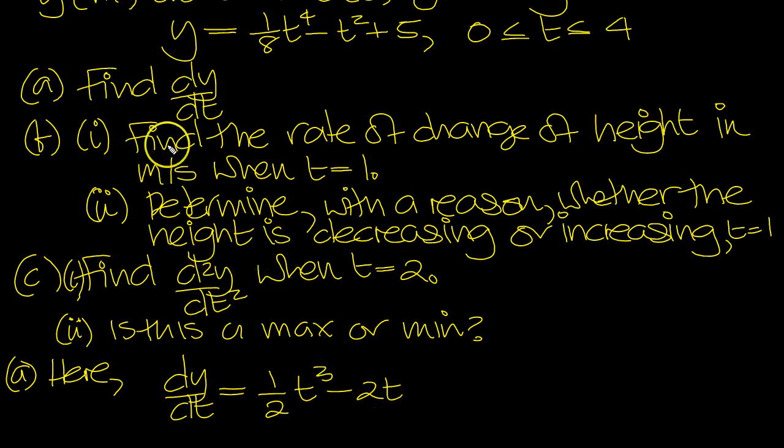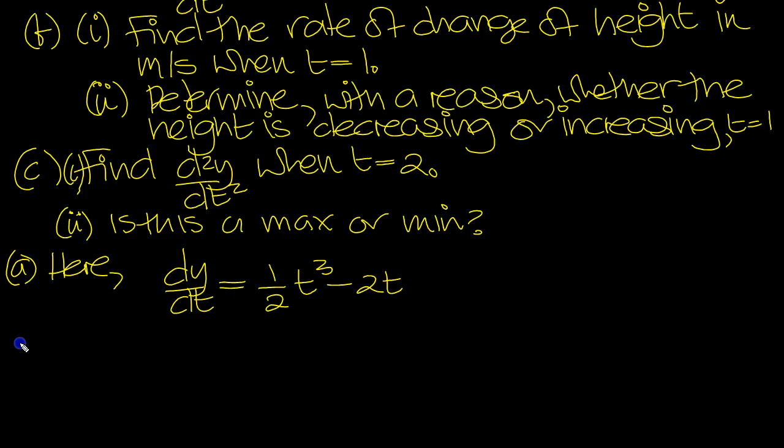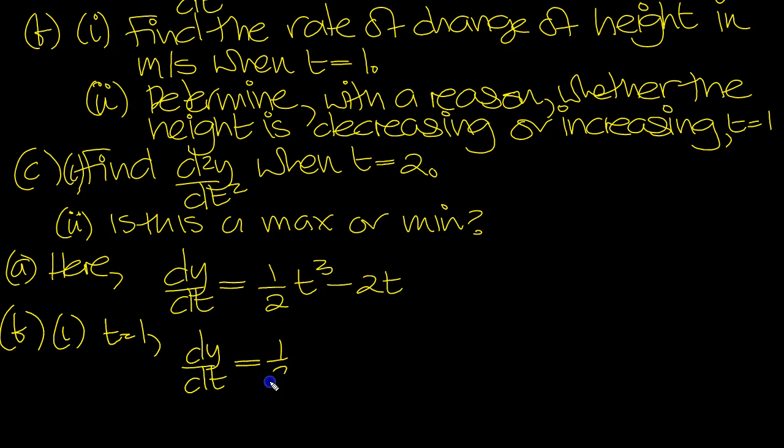So there's dy/dt. Find the rate of change of height in meters per second when t equals 1. So part 1, t equals 1 then. Rate of change of height with respect to time is dy/dt. Put 1 in here. Half times 1 cubed minus 2 times 1. Half minus 2 is minus 1.5 meters per second.